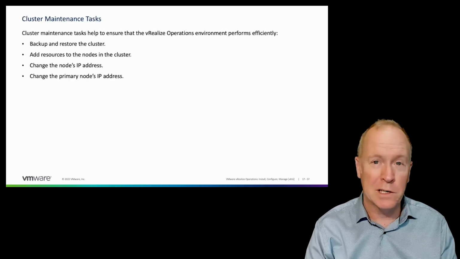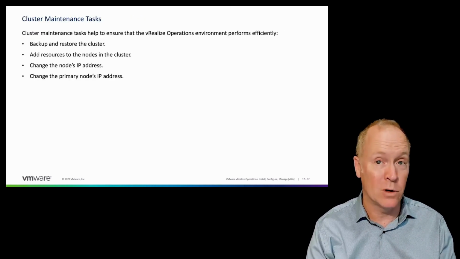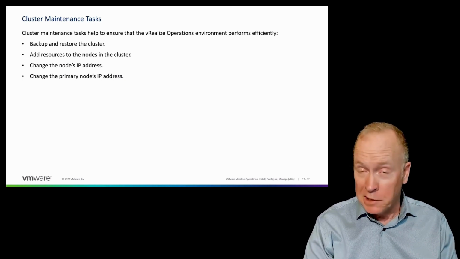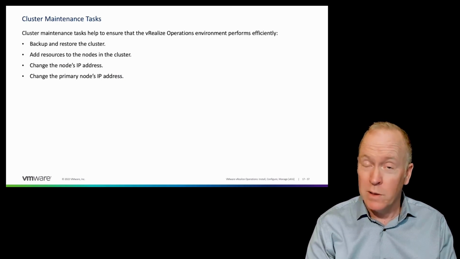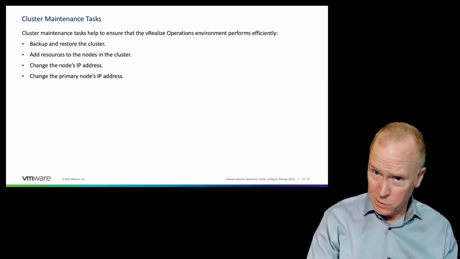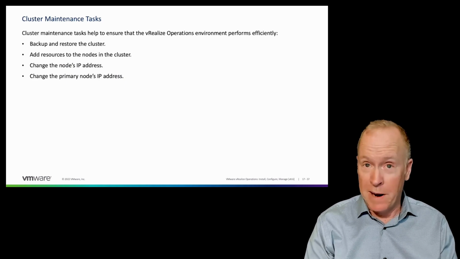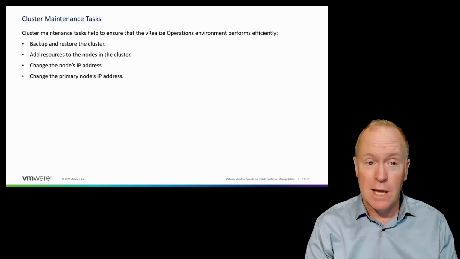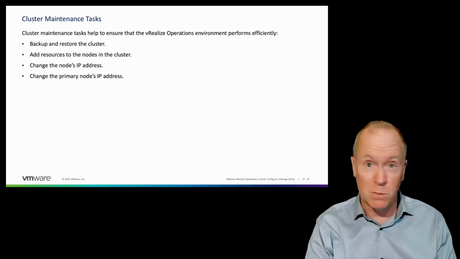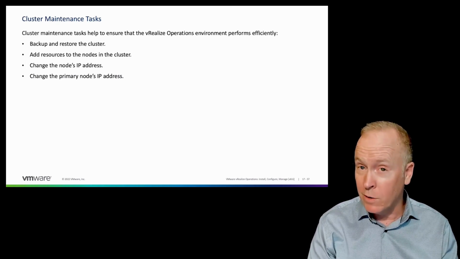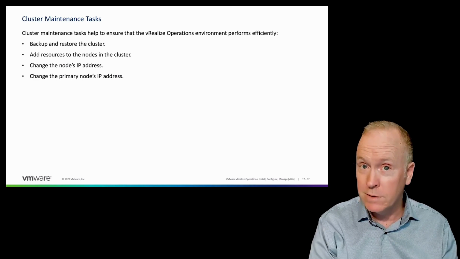In the following slides, we're going to talk about several different maintenance tasks that you'll perform in your vRealize Operations cluster. As you can see, we're going to be talking about backups and restores. We're going to talk about how to add resources to your vRealize Operations cluster. We'll talk about how to change IP addresses for nodes, and not just nodes in general, but specifically how to change the IP address of your primary node if you ever need to do so.